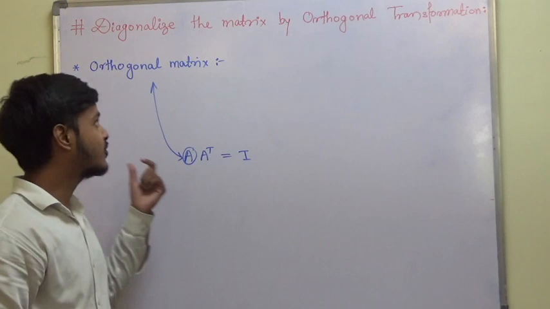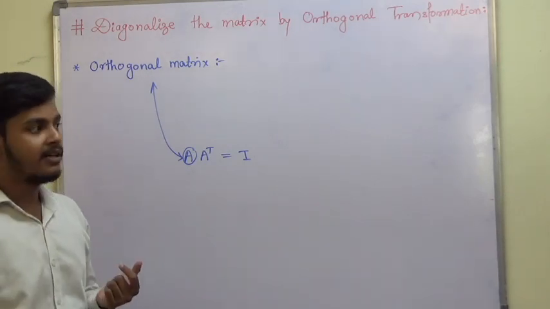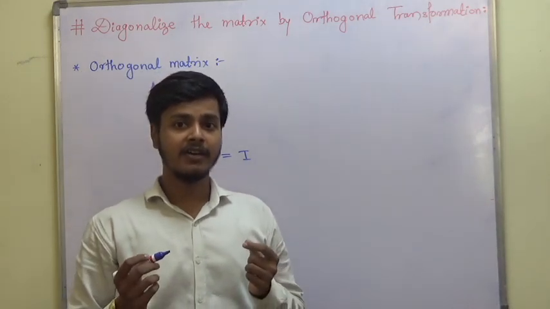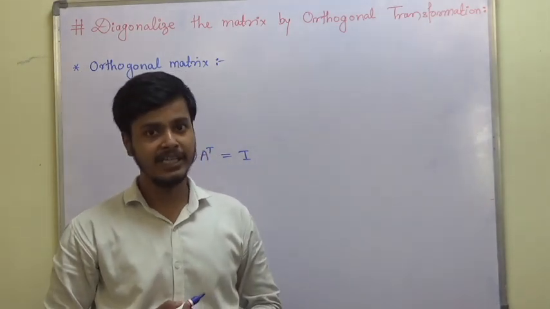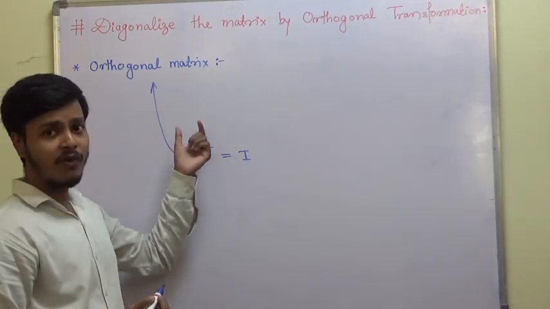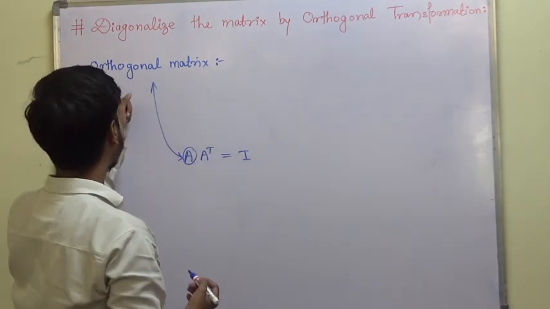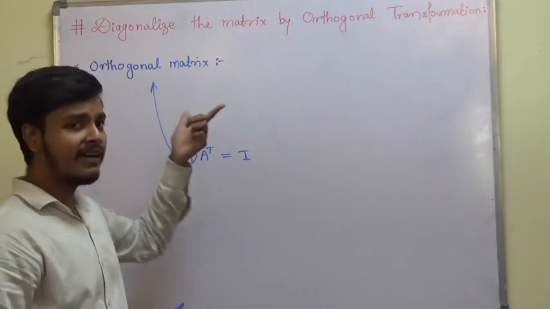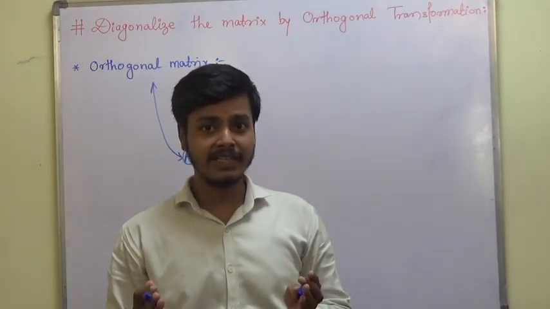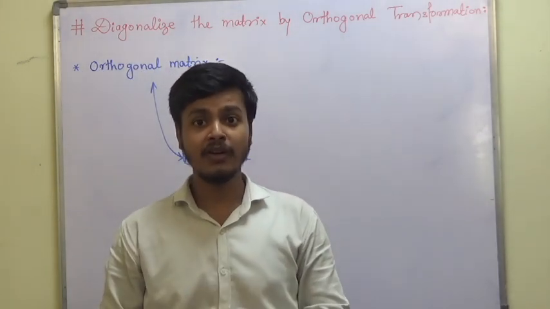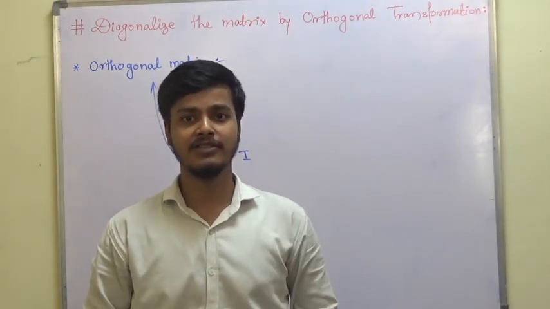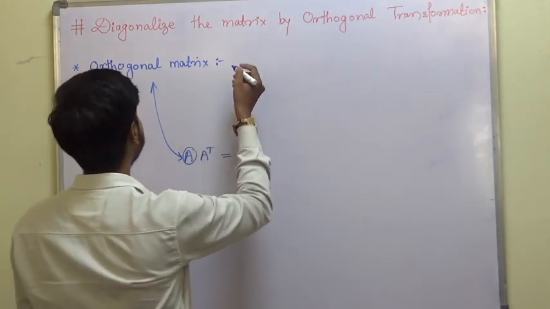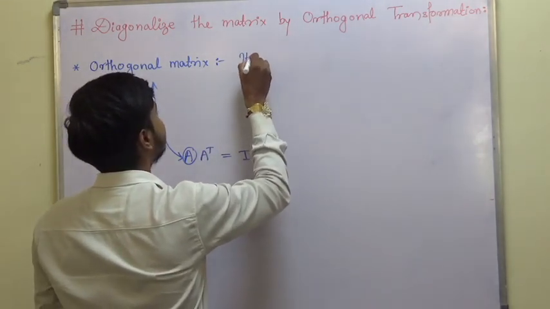Another definition of orthogonal matrix is a matrix consisting of orthogonal unit vectors. So a matrix consisting of orthogonal unit vectors is known as an orthogonal matrix. Now sometimes an orthogonal matrix is also defined as the matrix whose rows and columns are orthonormal vectors. So these are the three different definitions. If you want, I can write one definition.